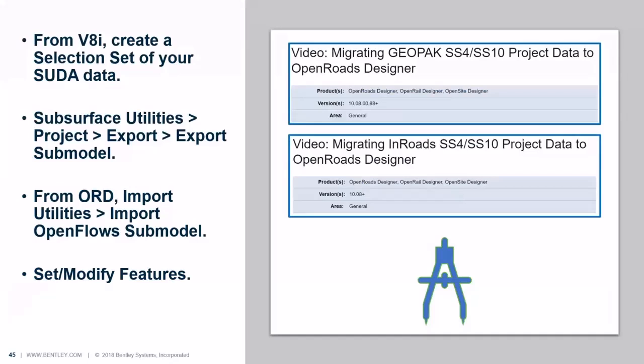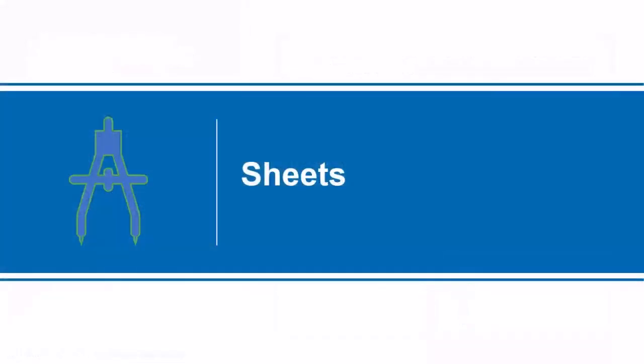The workflow is pretty straightforward. You go into V8i, you put all of your SUDA data into a selection set, you export it out to what's called a submodel, you go into ORD, you import the submodel, and that's pretty much it. If you've got any features that need to be dealt with, you deal with them there. But it's pretty much an export-import process that works pretty well. Again, I would refer you to those videos if you need any specifics on these.